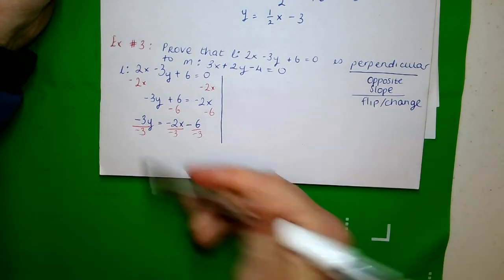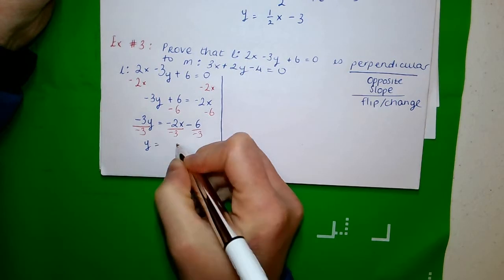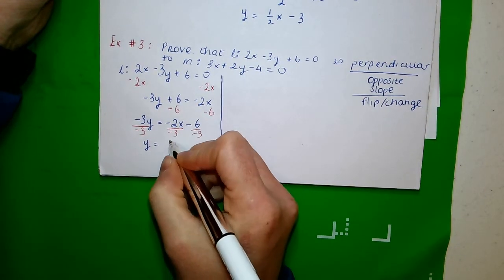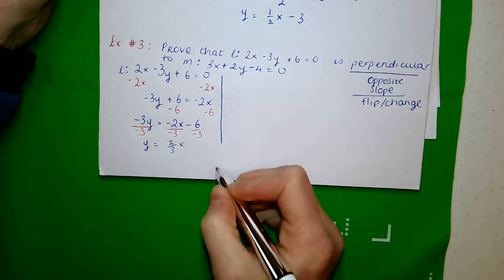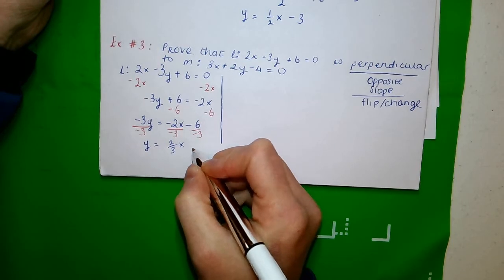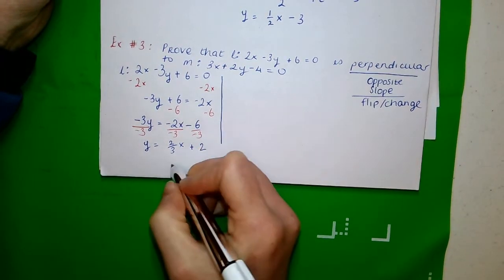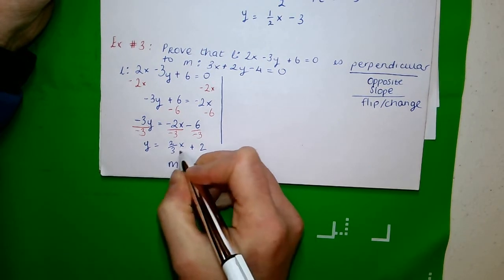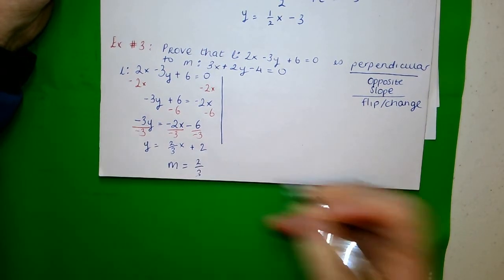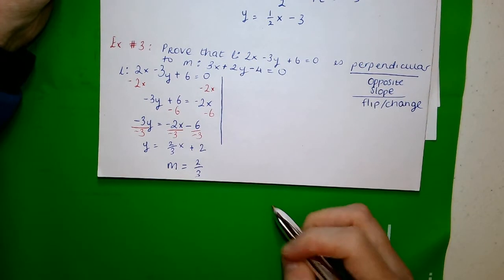Okay, and then I'm going to divide everything by minus 3. And what I get then is y equals, remember 2 minuses will give us a plus, so 2 over 3 x, and minus 6 divided by minus 3 is actually plus 2. Okay, so just note here that the slope, the number in front of the x, is 2 over 3. So we'll use that later on in the question.